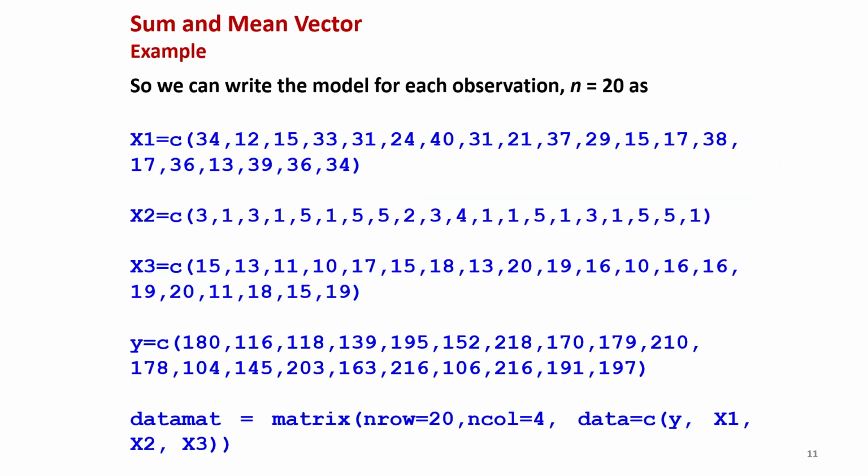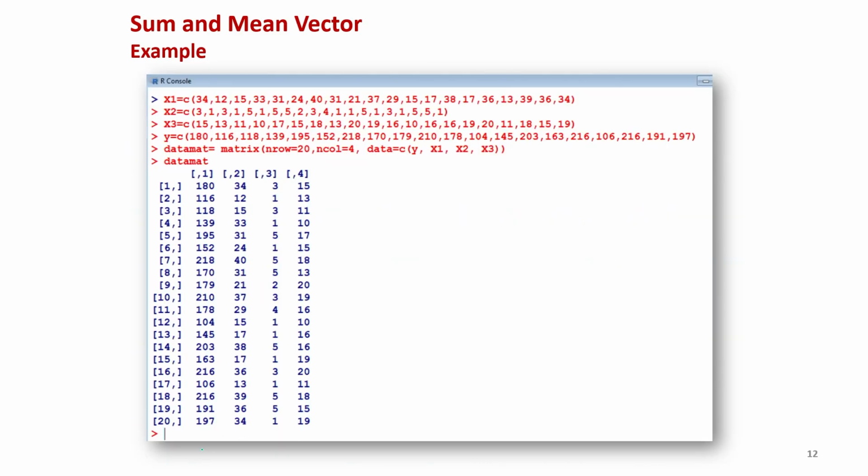So I write all this data in the same variable names x1, x2, x3 and y in the data vector, and then I try to create a data matrix, data mat, of matrix with n row equal to 20. That means all the observations, n col equal to 4, containing y, x1, x2, x3, and the data is in the format of data vector of c(y, x1, x2, x3), right? So now you can see here, this is how the data will look like.